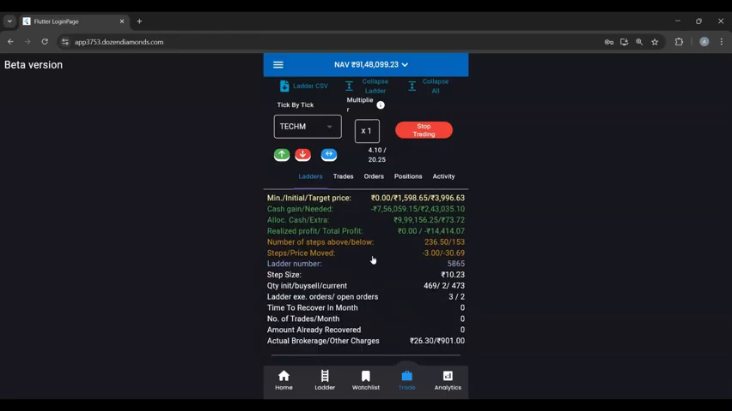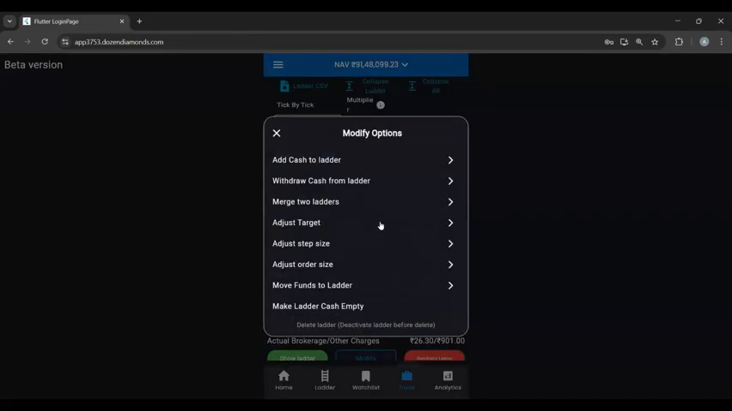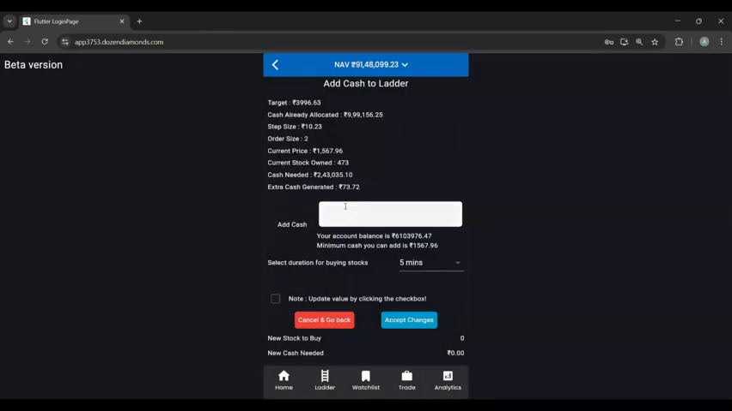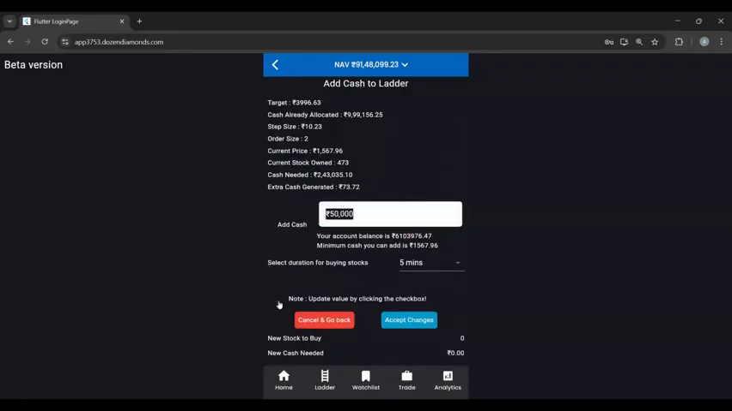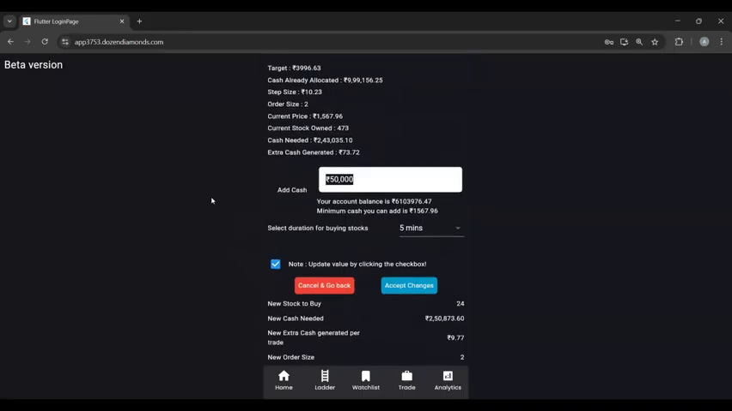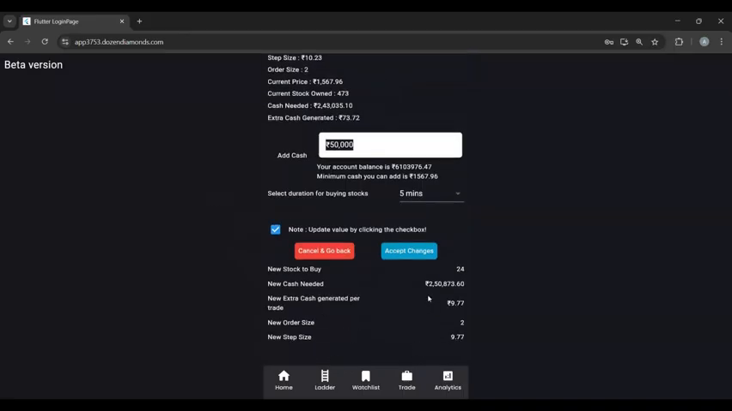We also have the option to modify the ladder. Here we have several options, that if the client wants to add cash to the ladder, if he wants to invest more amount to the existing ladder, we give them that feature also. So here he or she can just add the amount and you just have to tick on the tab given over here. After that, all the existing parameters will change and the new parameters are also shown over here. Once this is done, you can just click on accept changes and your cash would be added.